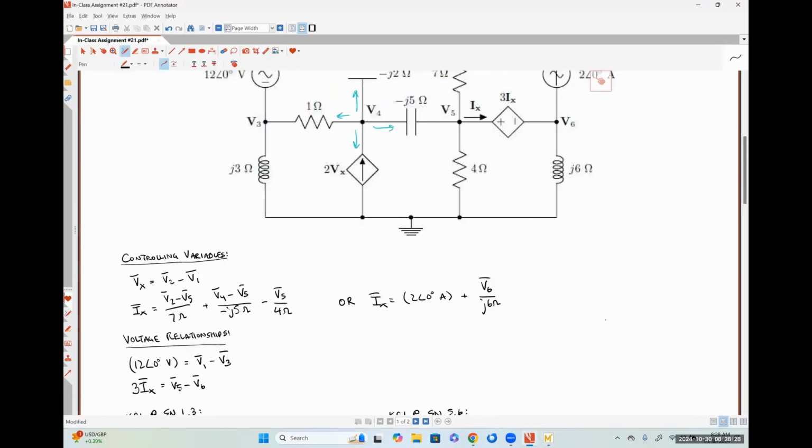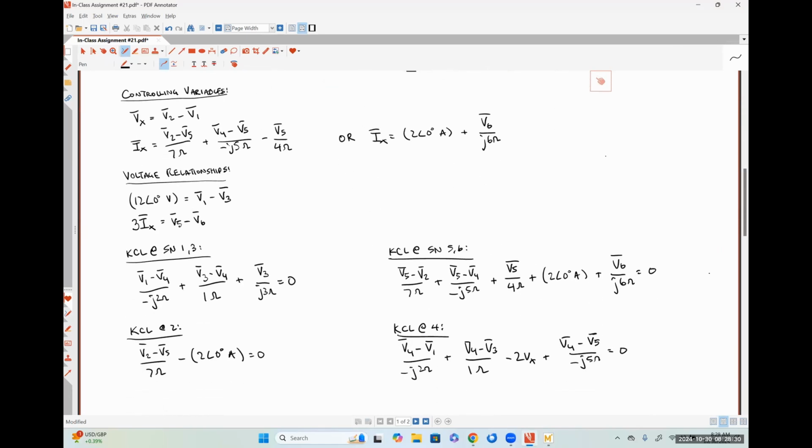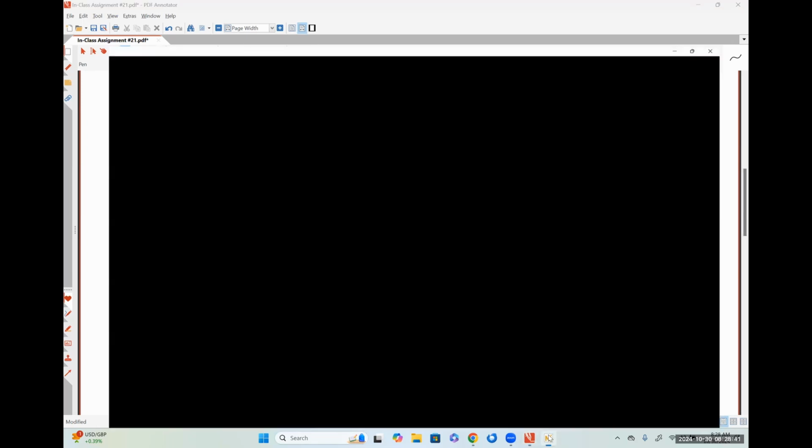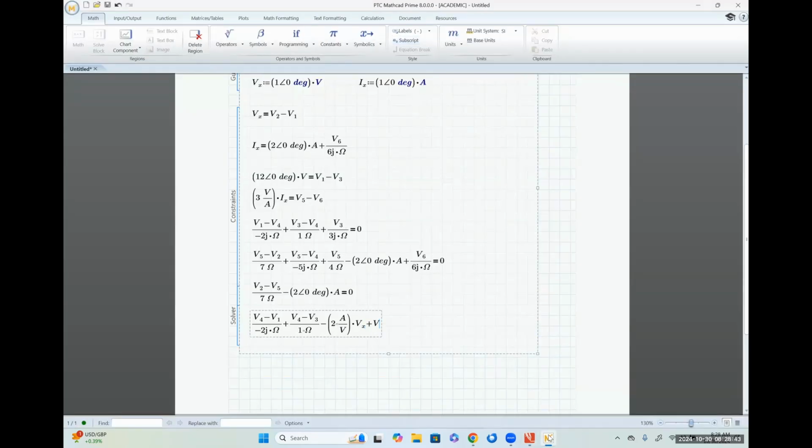Then I have plus V4 minus V5 over minus J5. So plus V4 minus V5 minus 5J times omega is equal to 0. All right. So there's my 8 equations.